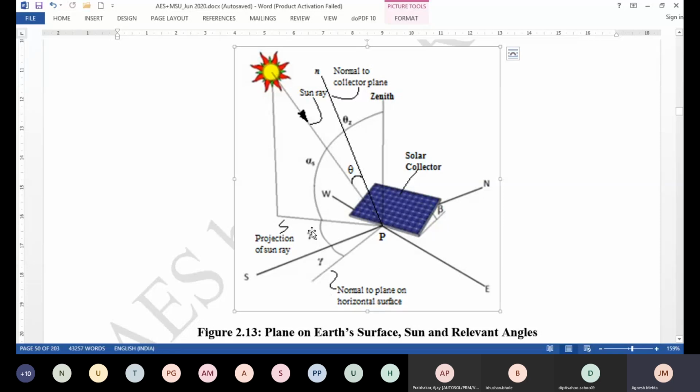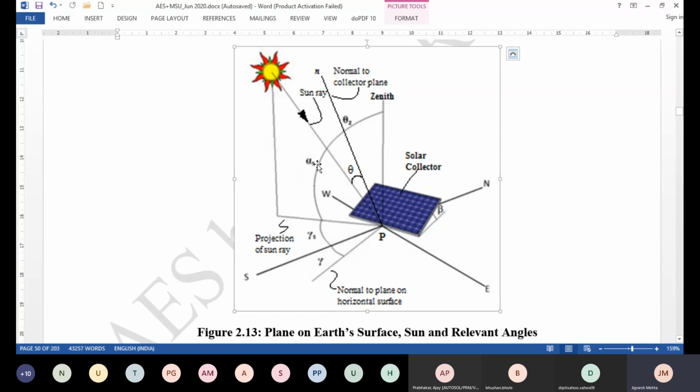So this angle is the solar azimuth angle, the angle made by the sun ray with the north-south line. Now the projection of the sun ray on the horizontal plane and the sun ray itself have an angle between them, and that angle is called the altitude angle, alpha s, as it is shown here, or you can even write just alpha, the altitude angle. Now what is this altitude angle? Basically the height of the sun is shown by this altitude angle.